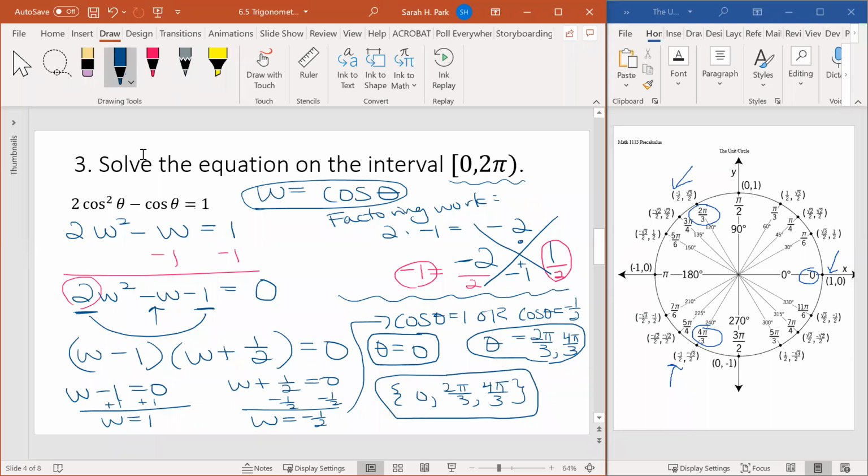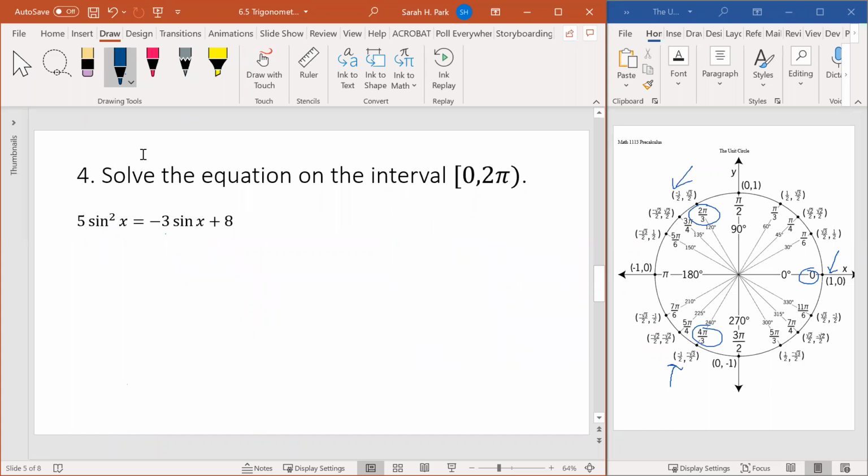Okay, let's take a look at another factoring problem. This is 5 sine squared x equals -3 sine x plus 8, and we want to solve this equation in the interval 0 to 2 pi, which means, again, we don't need to do the plus 2 pi n at the end of the solution. So first, let's get this to equal 0 by adding 3 sine of x, subtracting 8 on both sides of the equation. You always want to keep the leading coefficient positive.